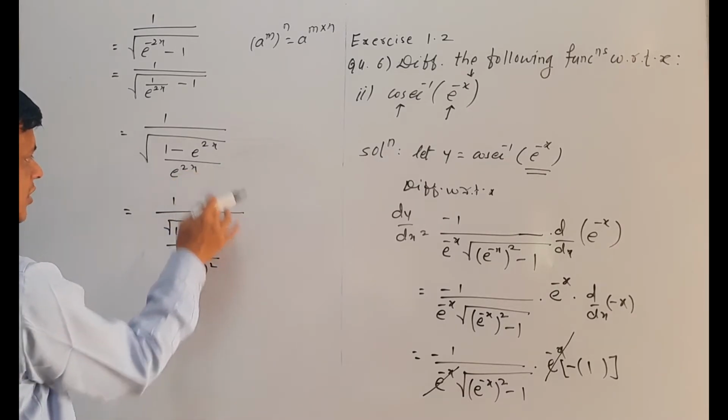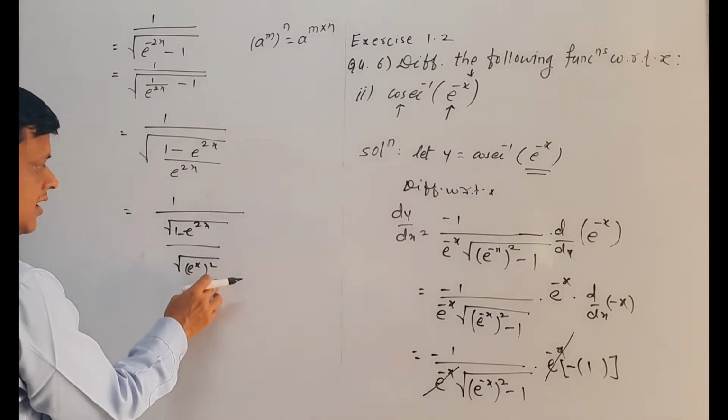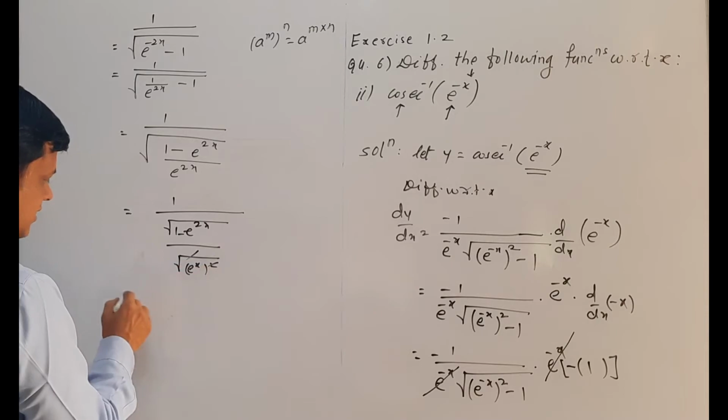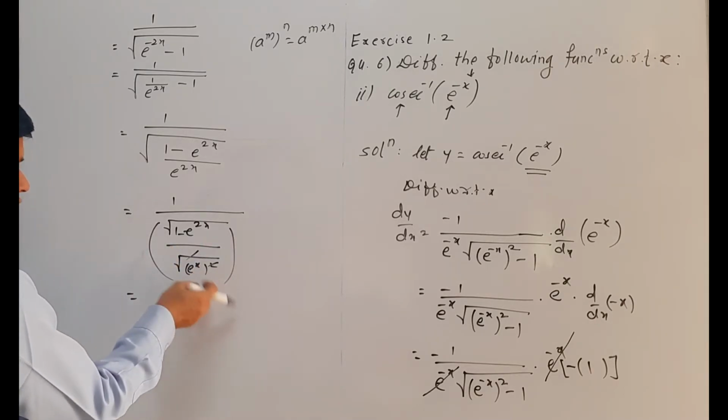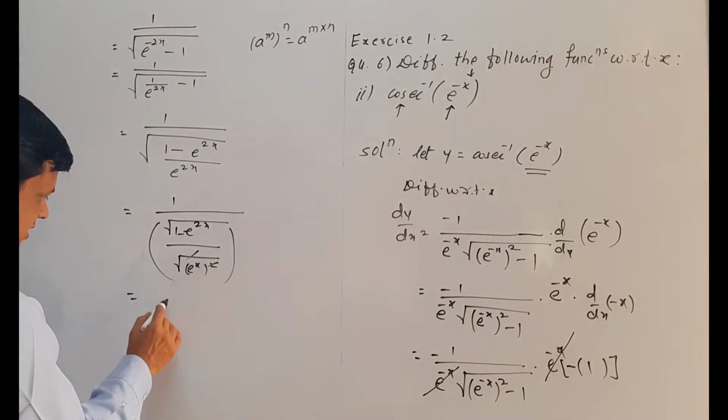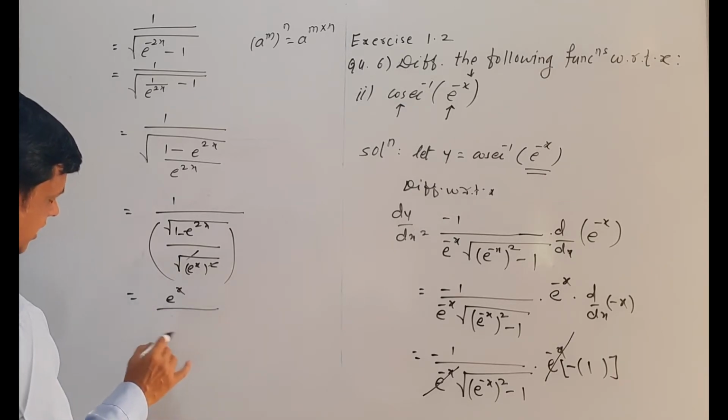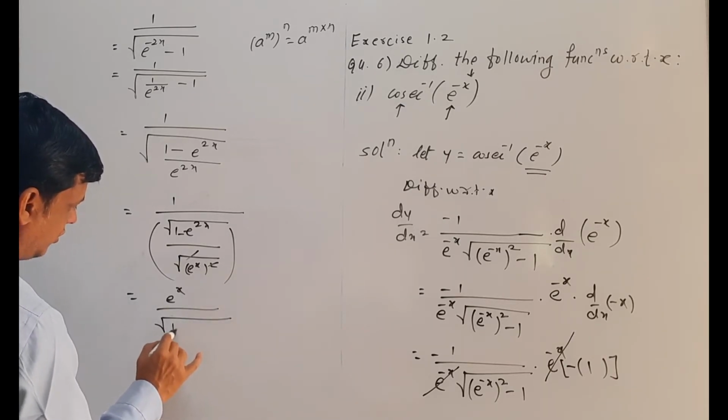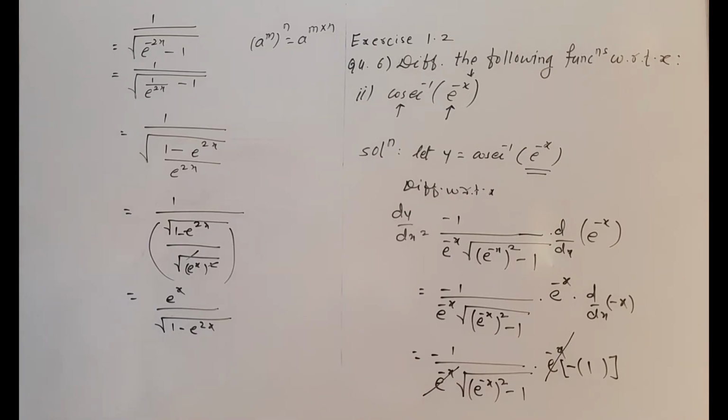So we write e raised to the power 2x as e raised to the power x its square. So square and square root get cancelled, and this e raised to the power x is in the denominator. So we write this in the numerator. So we get e raised to the power x upon root 1 minus e raised to the power 2x as the final derivative.